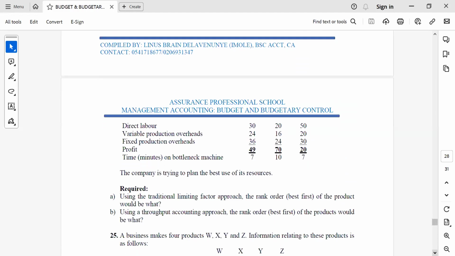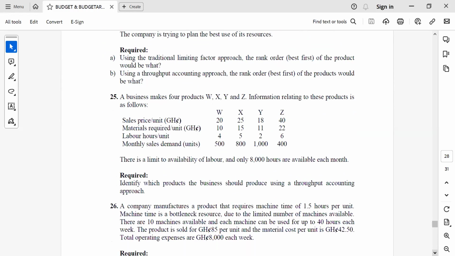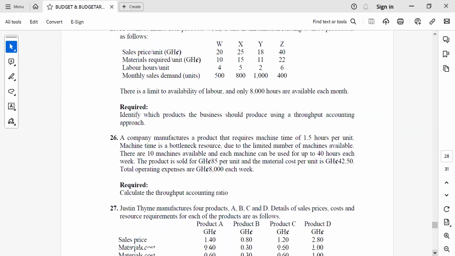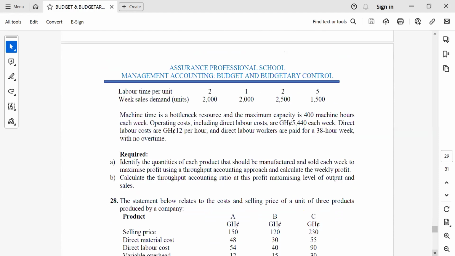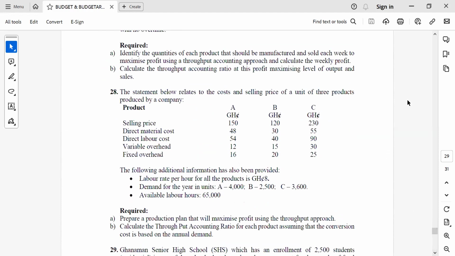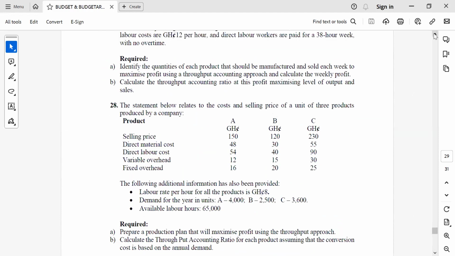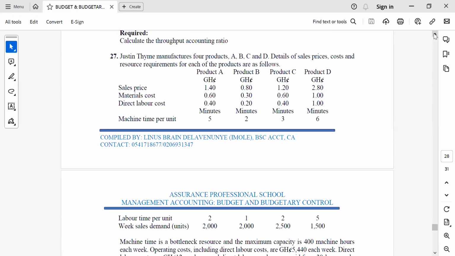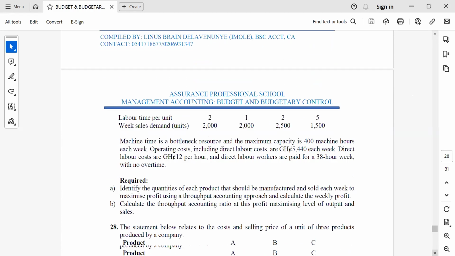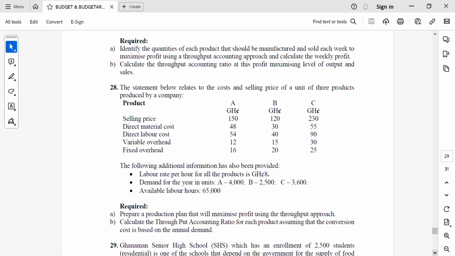In question 24, the A part says using the traditional limiting factor approach. That one we are going to do under the short term. So question 25, you can do that, 26, you can try that, and let's now count to questions 28 and 27. Let's take the 28 first.